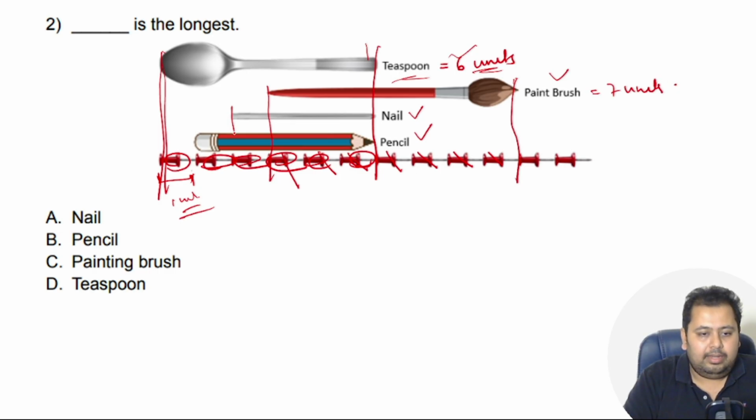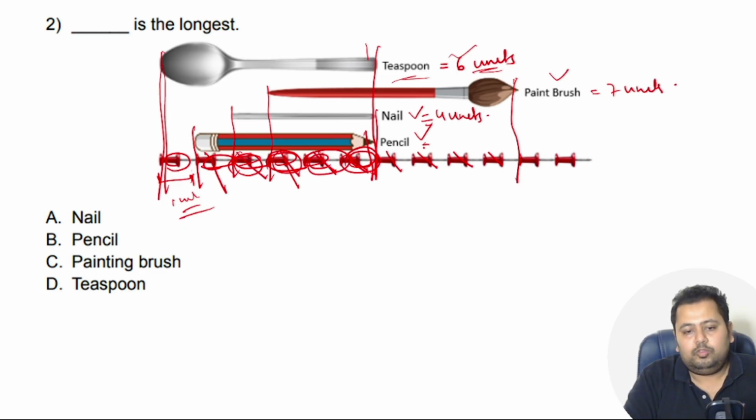What about the nail? If I just draw two lines, nail is, this is 1, this is 2, this is 3, and this is 4. So nail is 4 units long. Now let's draw this one for pencil, and then we can find out that this is 1, this is 2, this is 3, this is 4, this is 5.